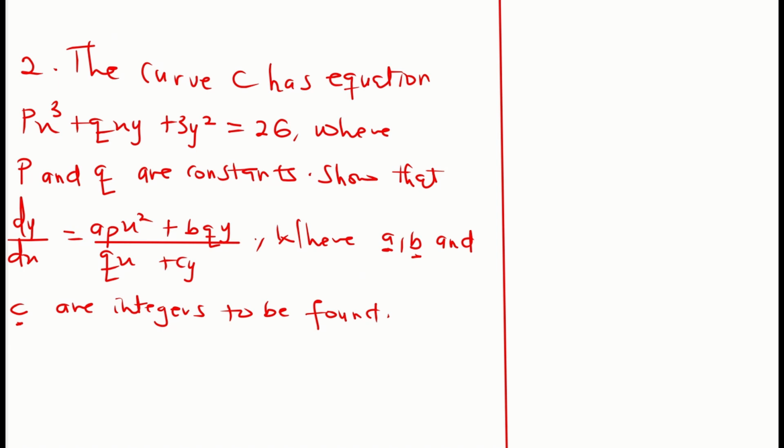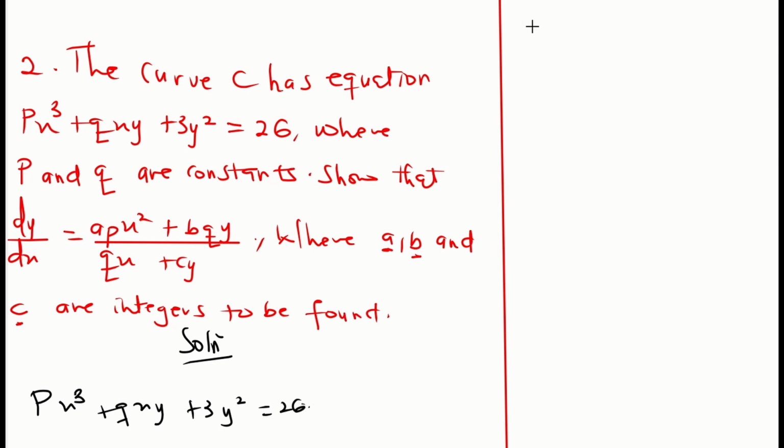So let's proceed and see how we solve questions of this sort. We first look at the equation of the curve. This is the equation of the curve: px cubed plus qxy plus 3y squared equals 26. So we start our solution here with px cubed plus qxy plus 3y squared is equal to 26.